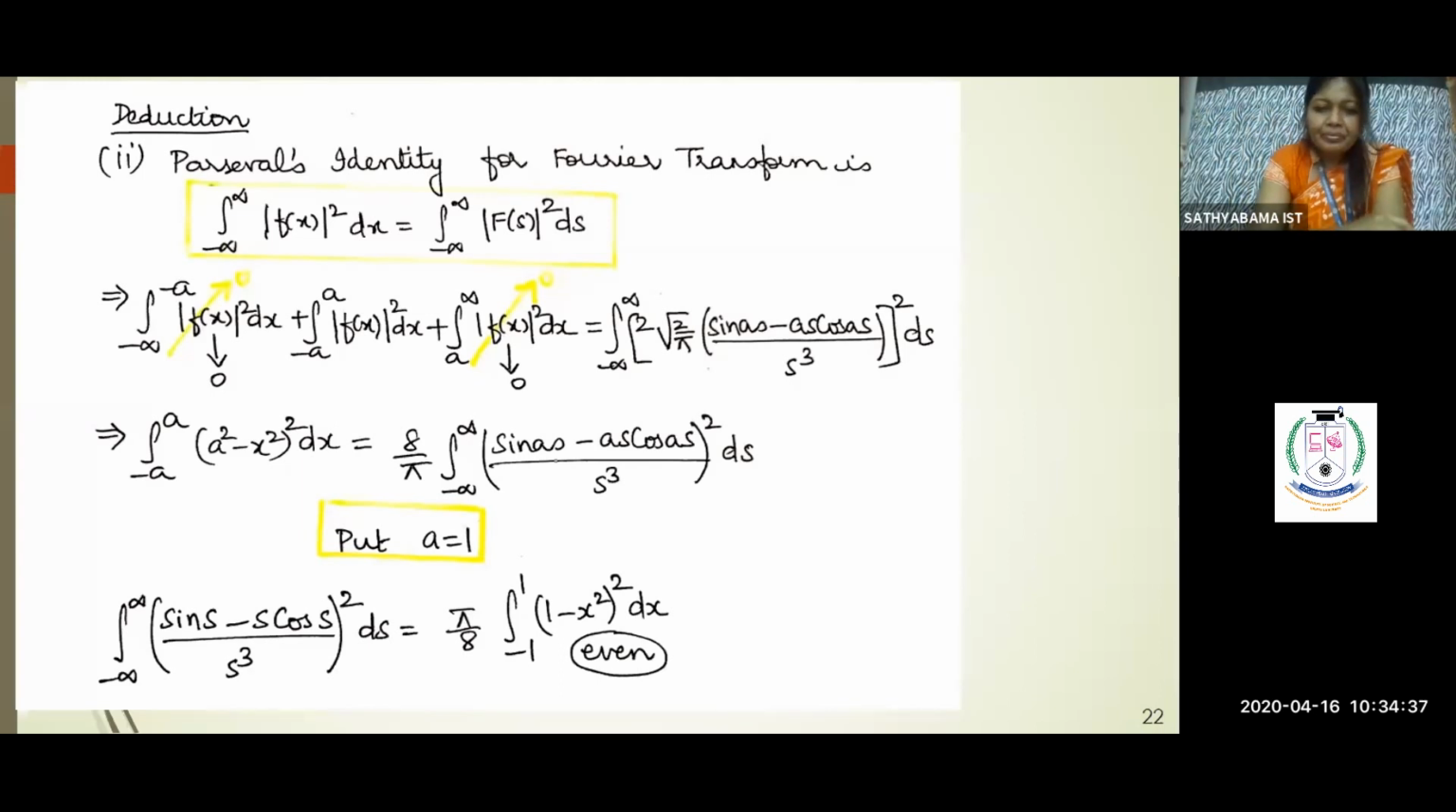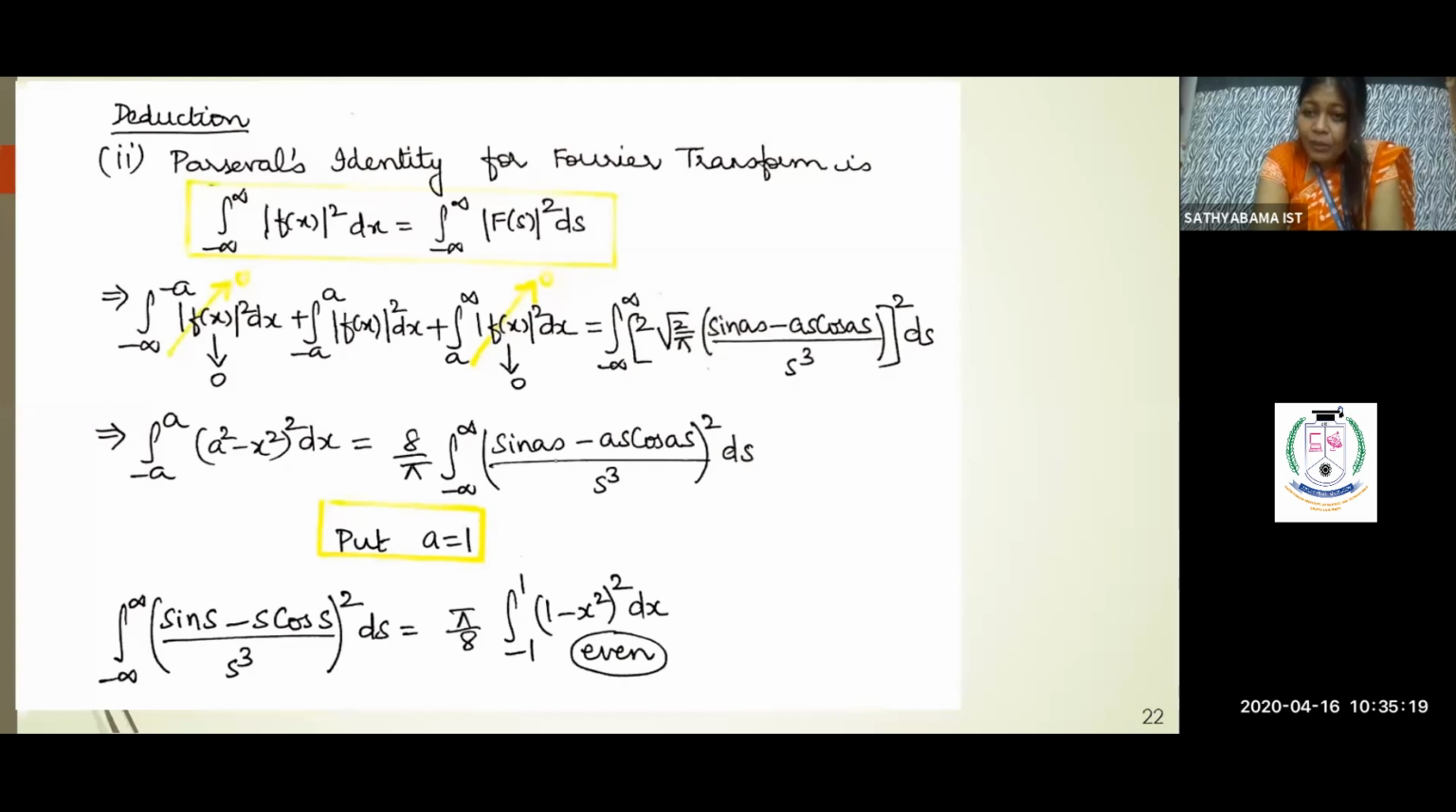Now, please remember the objective. What is your aim? Your aim is to find integral 0 to infinity sine t minus t cos t by t cube the whole square. So what should you do now? You put a equal to 1 because you don't need the a. I've brought the right hand side to the left hand side because this is what I'm going to find, isn't it? So I get integral minus infinity to plus infinity sine s minus s cos s by s cube the whole square ds is equal to, taking the 8 by pi to the other side, pi by 8 into minus 1 to plus 1, 1 minus x square the whole square dx.